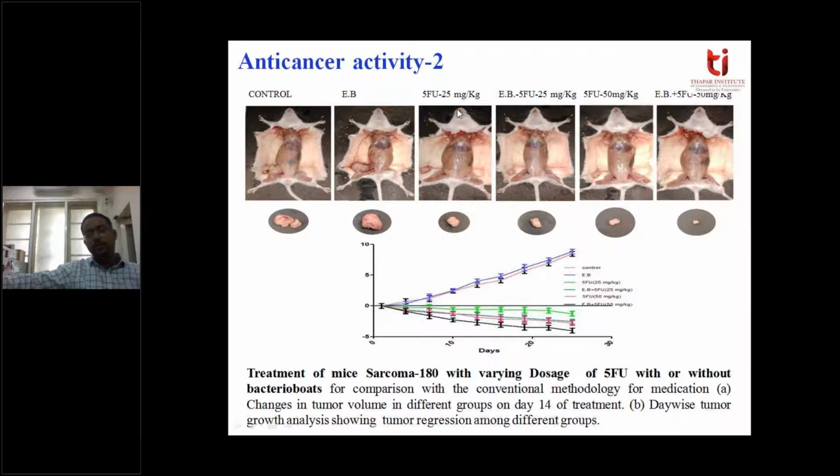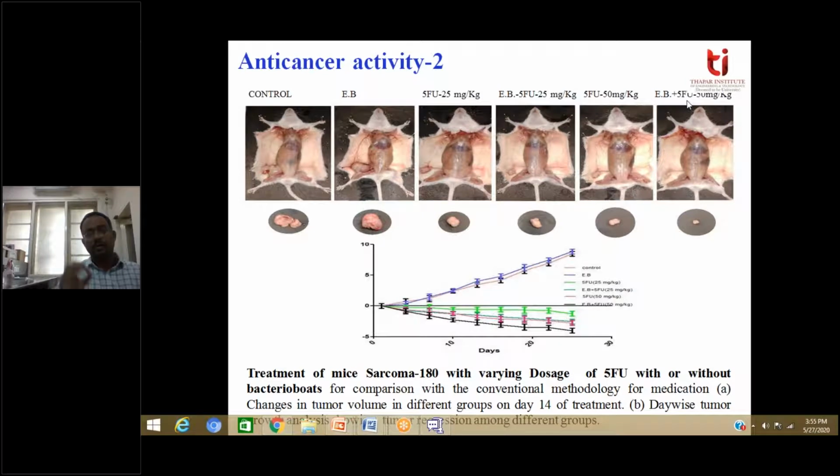Now, we used a much lesser concentration of capecitabine, which is 25 mg, half of the dose. What we saw is that at half of the dose, you see a little more reduction than what we actually get without the empty bacterial boat. So this term means 5-fluorouracil 25 mg per kg dose. This term means a bacterial boat loaded with 5-fluorouracil 25 mg per kg dose. When you did that, we saw a little reduction of tumor.